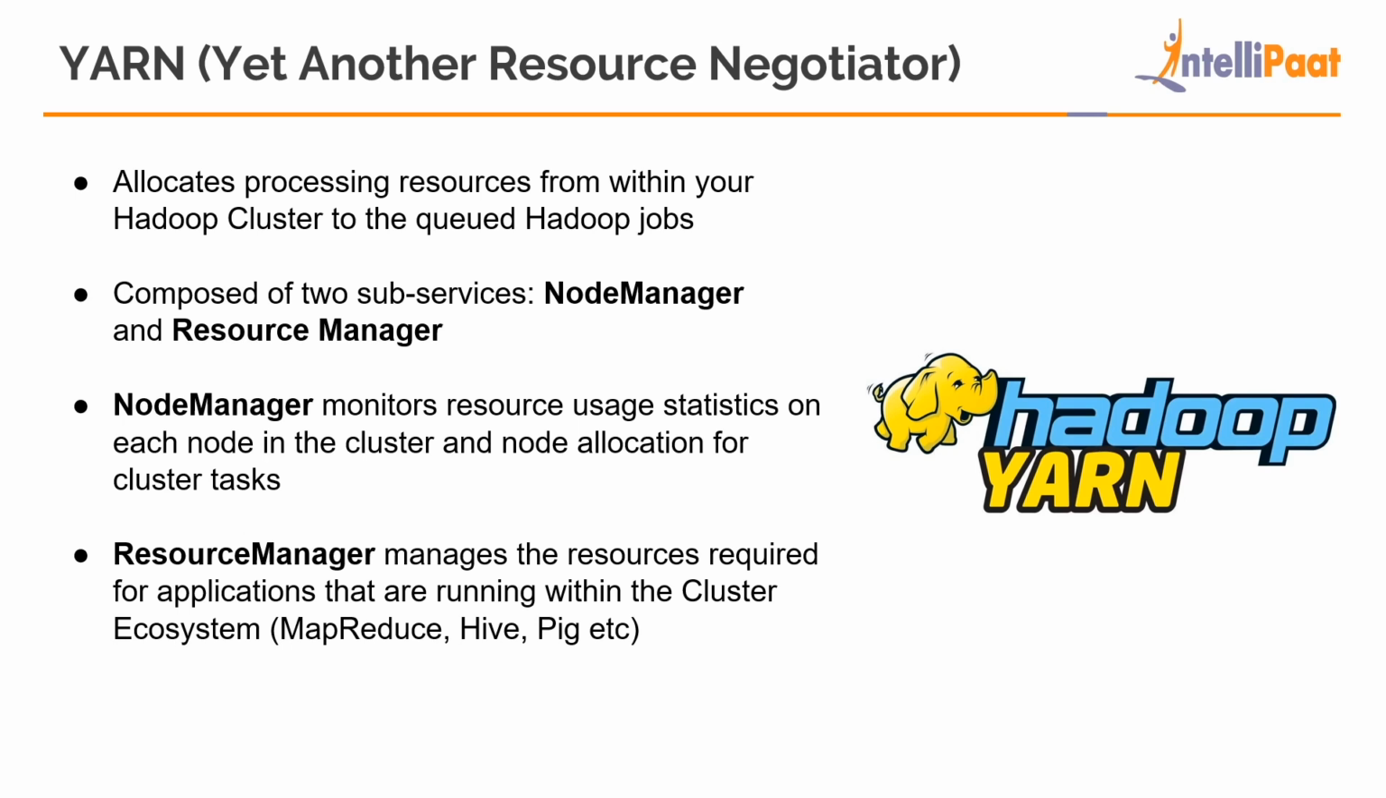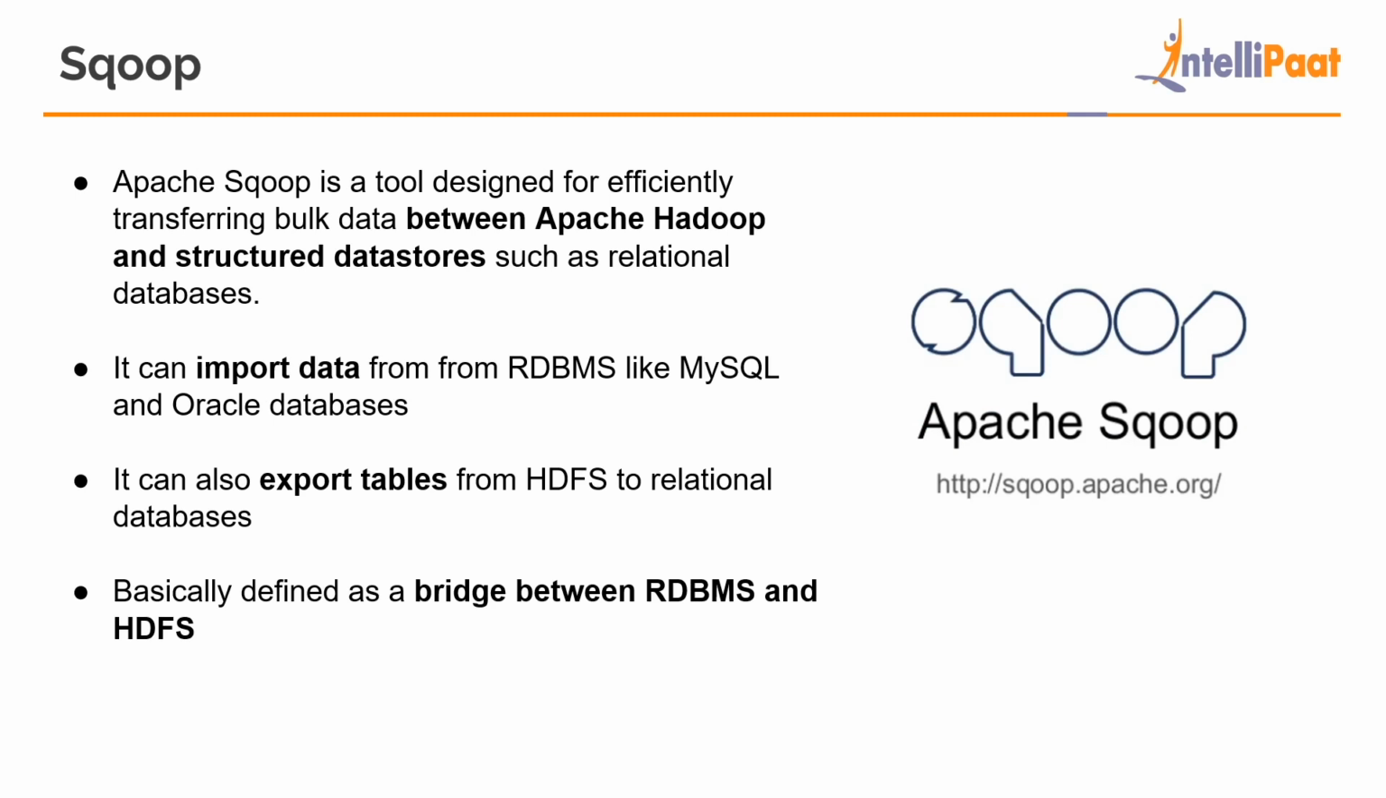YARN is not only used by the MapReduce functionality, it's also used by Hive, Pig, and Spark as well. So after YARN, we can now talk about Sqoop. Sqoop is a fairly simple application. It's not built on top of our HDFS. It's basically a connector bridge between a traditional database management system and our HDFS.